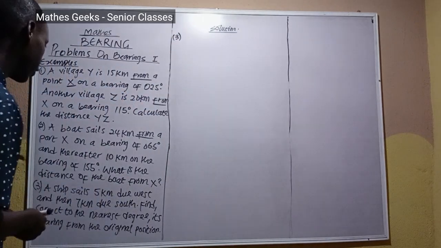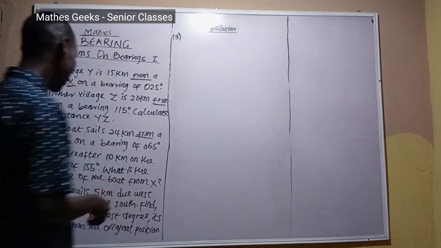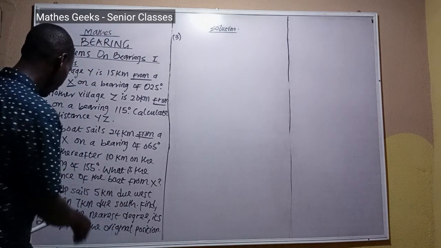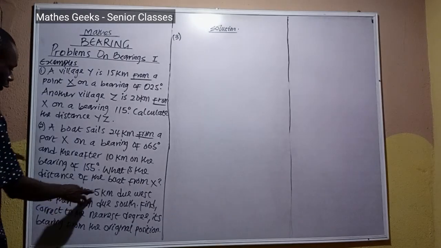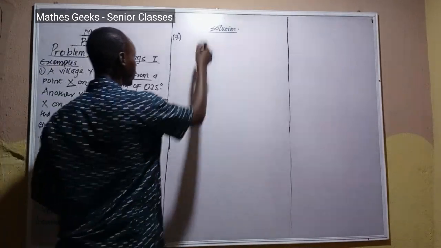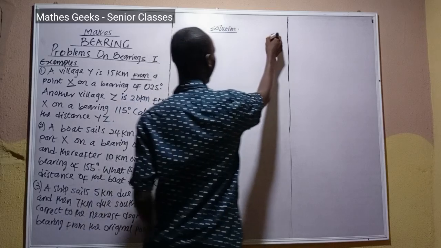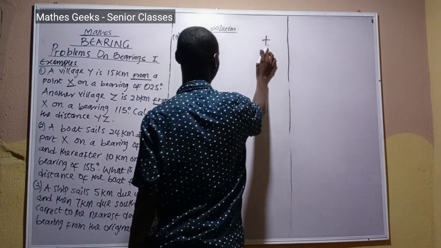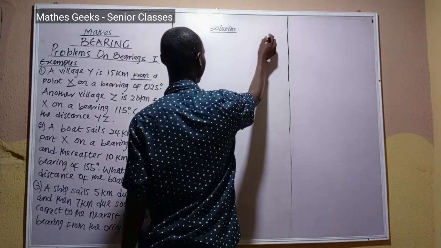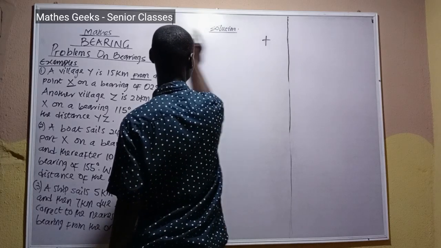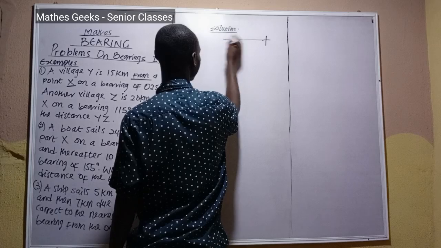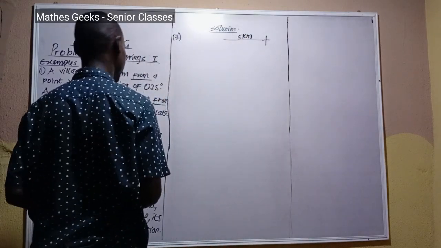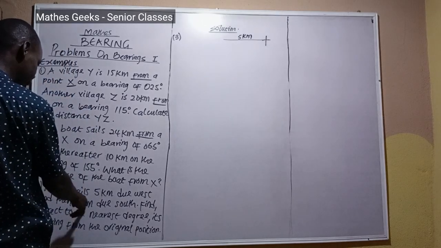A ship sails 5 kilometers due west. In questions like this, just go with the way the question is put. A ship sails 5 kilometers due west. So due west is, let's see, from our compass or our cardinal points, the western direction. So it's going to come this way, give us due west, and that will give us 5 kilometers distance. Okay.